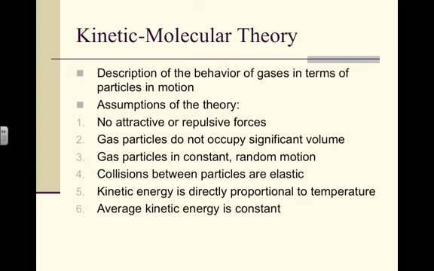The fourth assumption is that collisions between particles are elastic. What that means is that the energy they have when they collide is the energy they have after their collision with something else. Then the kinetic energy, energy of motion, is dependent upon the temperature. The hotter something is, the faster the gas particles are moving, and conversely, if the temperature is lower, the particles will move slower. The last assumption is that the average kinetic energy is constant. If we have a mixture of gas, the kinetic energy is on average the same for both or several different kinds of gases in the mix.